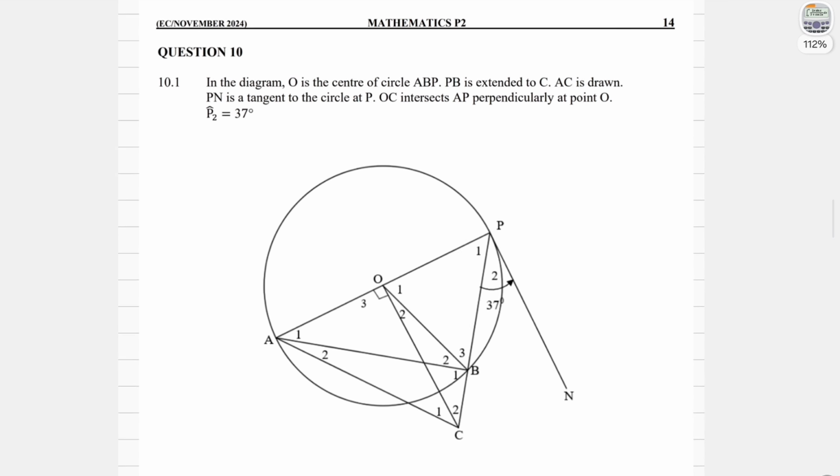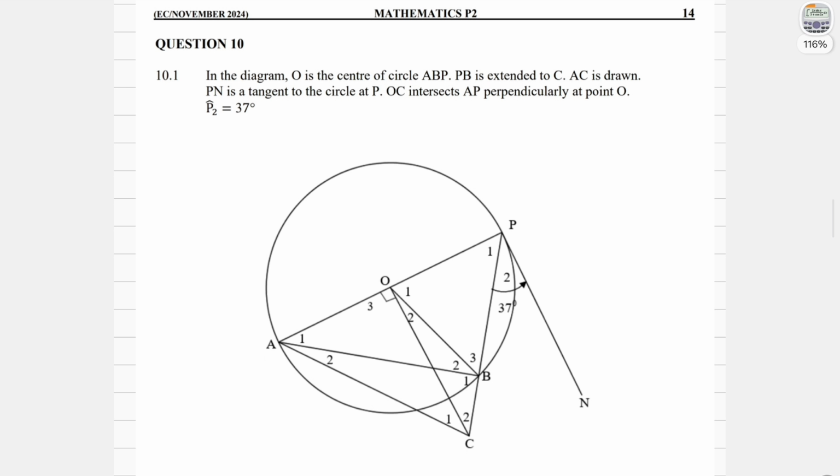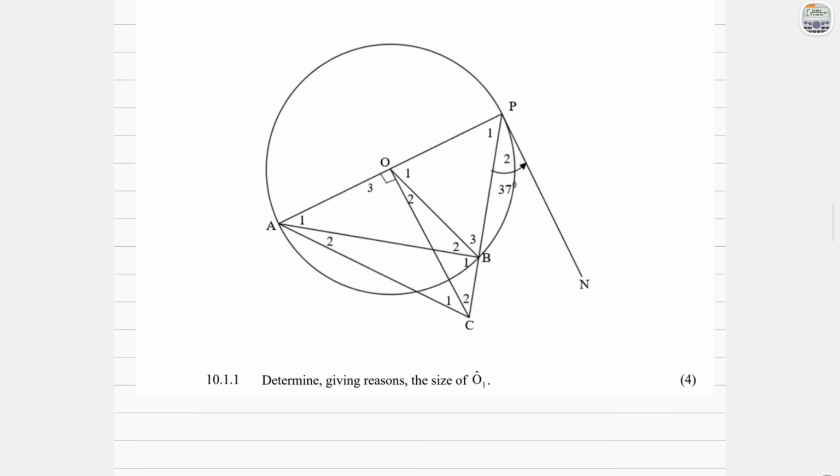Question 10.1 says, in the diagram, O is the center of the circle ABP. PB is extended to C, AC is drawn, and PN is a tangent to the circle at P. OC intersects AP perpendicularly at point O. We are also told that angle P2 is equal to 37 degrees.